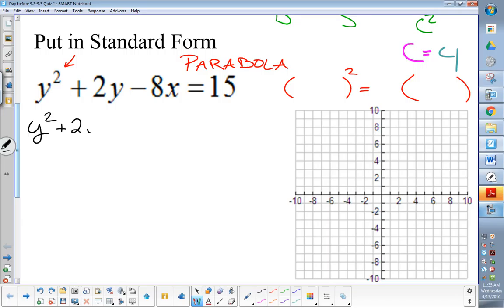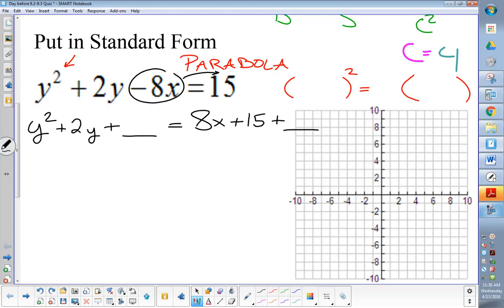Y squared plus 2y plus a blank. What about our x's here? They go to the right side. Why do our x's go to the right side and not stay on the left side? Because it doesn't have a square. If it was an ellipse like we did before, if it's squared, it goes to the same side. But in this case, that is not a squared x value, so it's going to move to the other side. When I move that over, it becomes a positive 8x plus 15 plus a blank. That is our organization step.